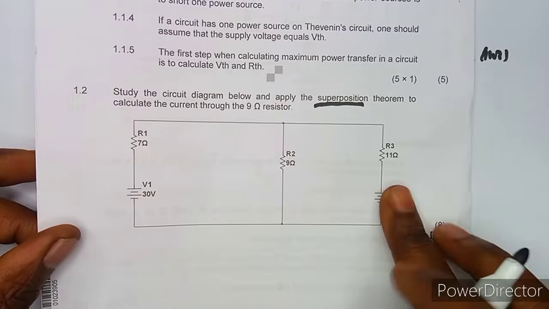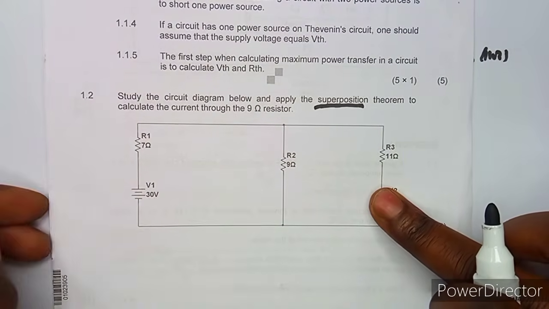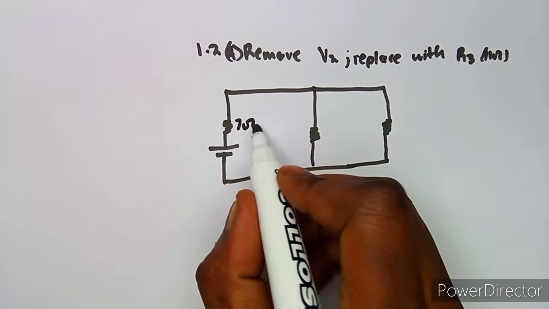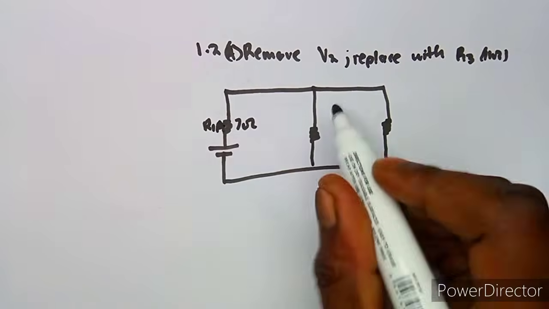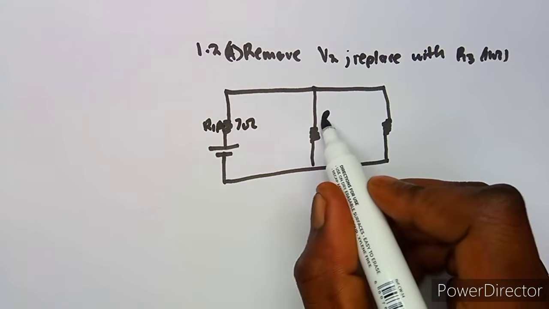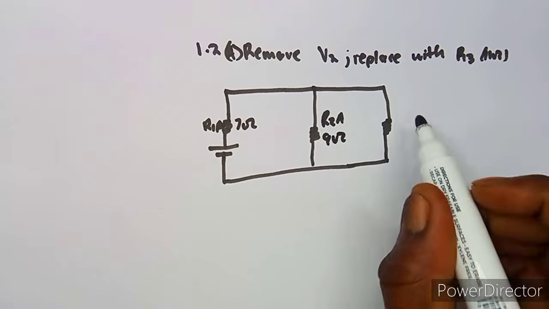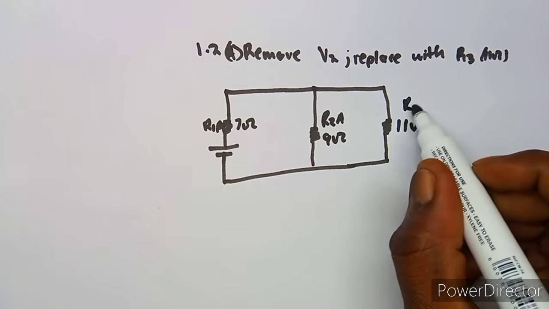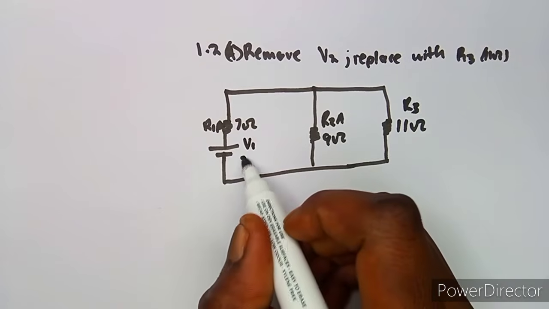All right, so that is what is going to happen. Remember, we have removed this, so it's now like this. What is going to happen is that we have to calculate in this case, according to A, so I'm just going to put it as R2A. This part is our R3 here, and we've got our V1, which is 30 volts.